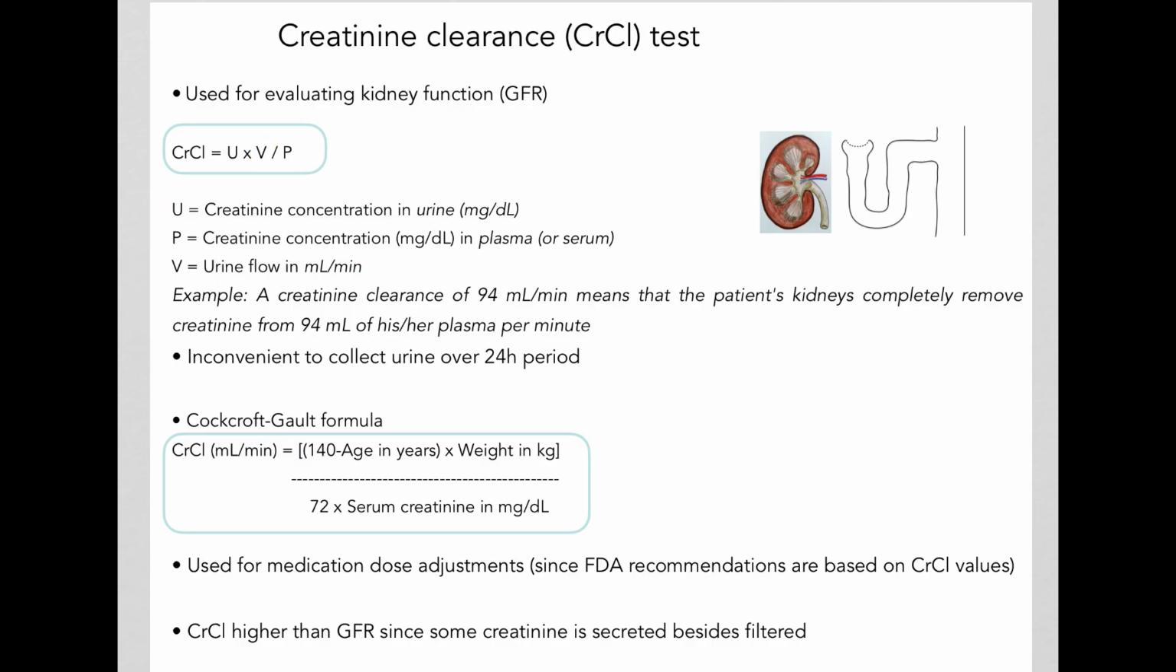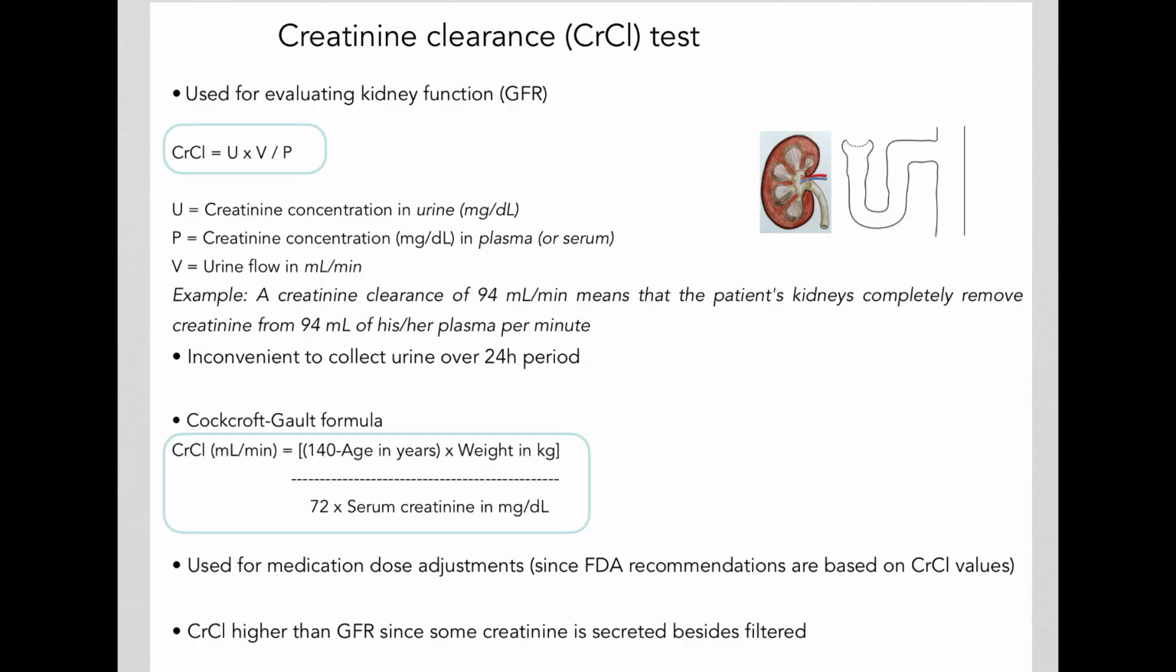So this test, creatinine clearance, requires a urine sample collected for 24 hours. When we say a person has a creatinine clearance of 94 mils per minute, it means the person's kidneys are completely removing creatinine from 94 mil of his or her plasma per minute. The problem with this test is that it's inconvenient to collect urine over a 24-hour period.